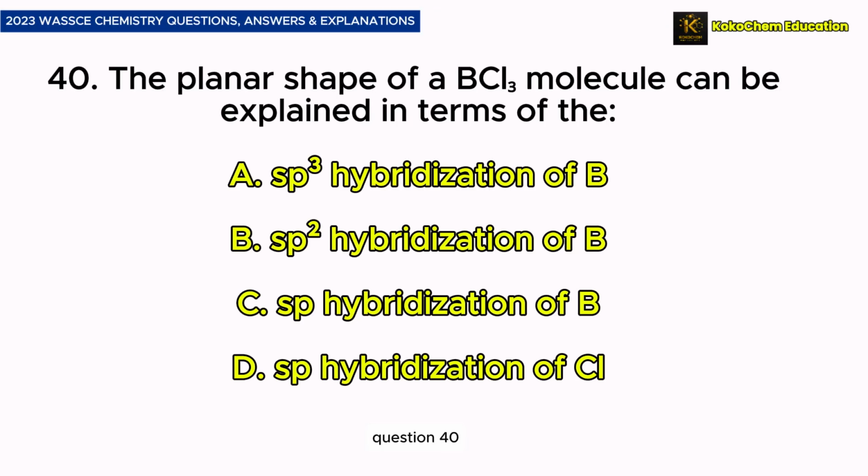Question 40. The planar shape of BCl3 molecule can be explained in terms of the A. sp3 hybridization of boron, B. sp2 hybridization of boron, C. sp hybridization of boron, D. sp hybridization of chlorine.